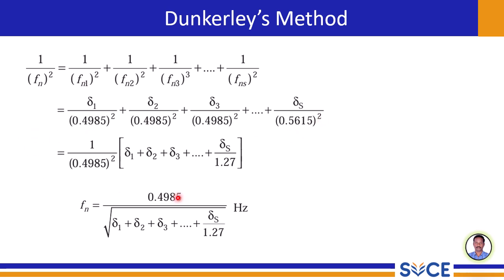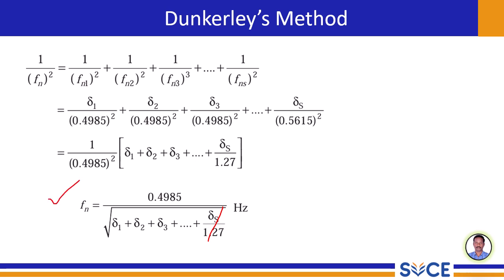Further simplifying this, we will get the final Dunkerley equation, which will be used for most shaft systems. This is the final formula for any shaft system having multiple point loads and the static load because of the weight of the shaft. If the weight of the shaft is not given, this term can be neglected. So this is our final formula.